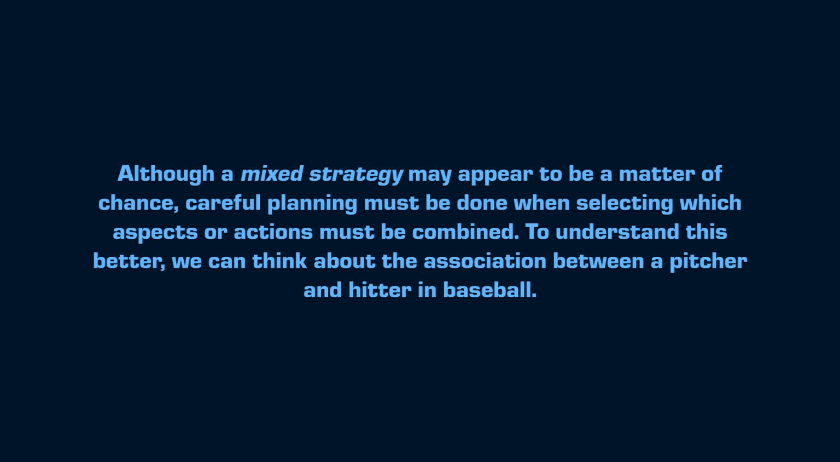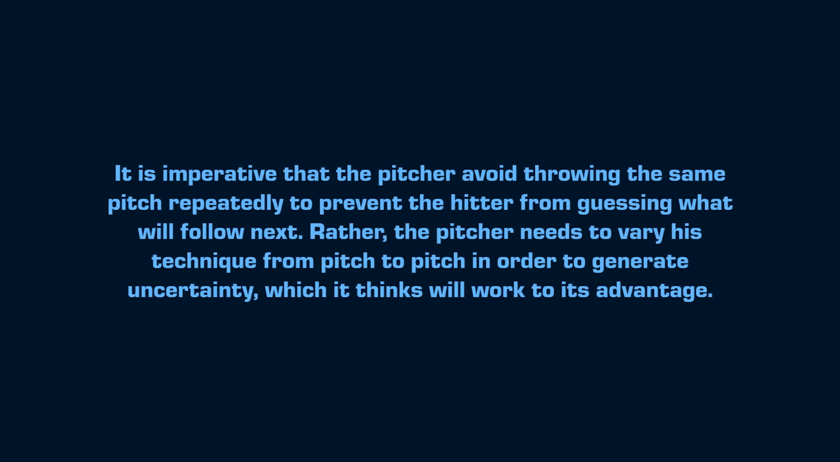Now, although a mixed strategy may appear to be a matter of chance, careful planning must be done while selecting which aspects or actions must be combined. To understand this better, we can think about the association between a pitcher and a hitter in baseball. It is imperative that the pitcher avoids throwing the same pitch repeatedly to prevent the hitter from guessing what will follow next. Rather, the pitcher needs to vary his technique from pitch to pitch in order to generate uncertainty, which he thinks will work to his advantage.